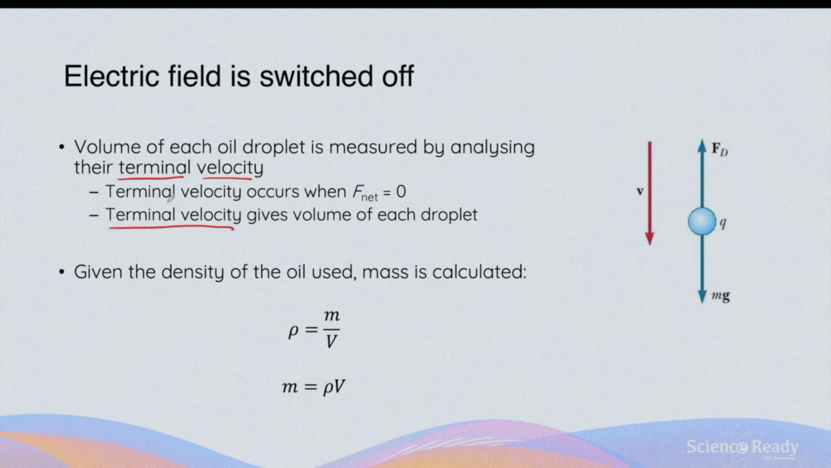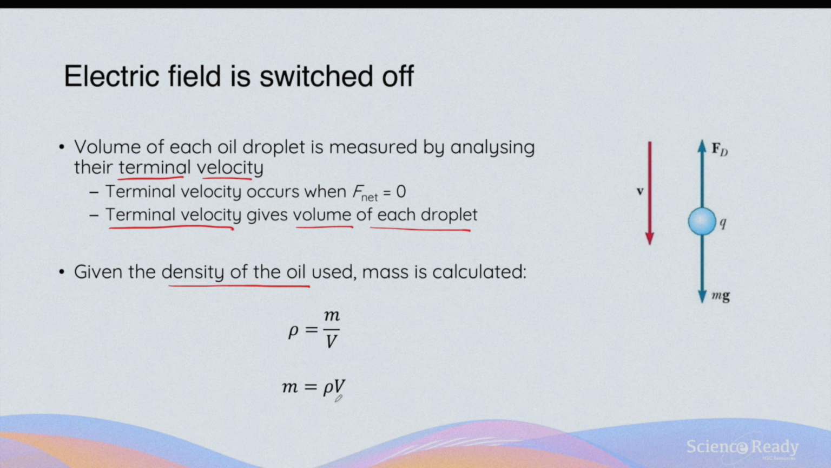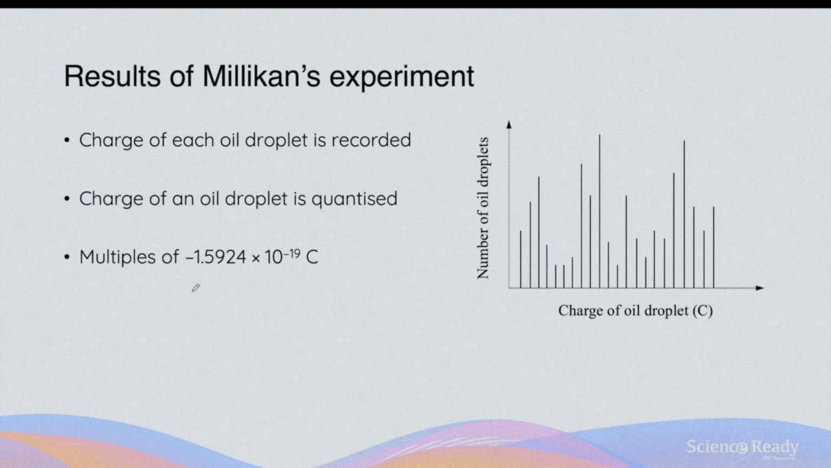The terminal velocity, when measured, gives information on the volume of each droplet. Given that the density of the oil is known to Millikan, the mass of each droplet is calculated by multiplying the density of the oil that's used by the volume of the oil, which can be calculated by using the terminal velocity of each droplet. Afterwards, the mass of the droplet can then be used to calculate the charge of the oil droplet, as we saw previously. Millikan repeated the calculation of the charge of an oil droplet many times for different oil droplets, and he recorded the charge of each droplet.